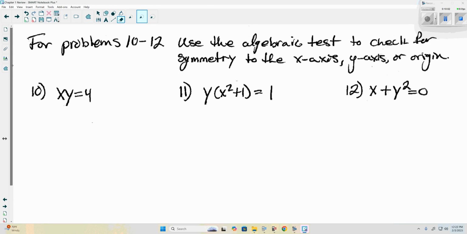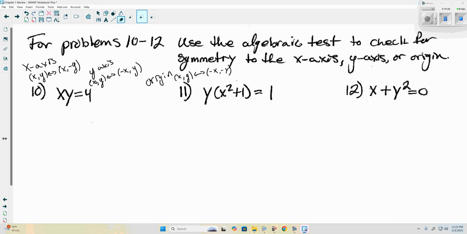Use the algebraic test to check for symmetry to the x-axis, y-axis, and origin. Now, as we had written, it's symmetric to the x-axis if x comma y is on it and x comma negative y is included. Y-axis is the point x comma y is included with the point negative x comma y. And origin if the point x comma y is included and negative x, negative y is included.